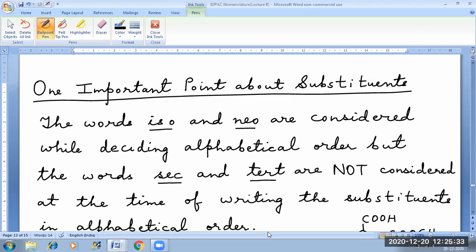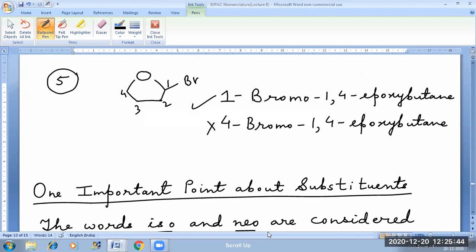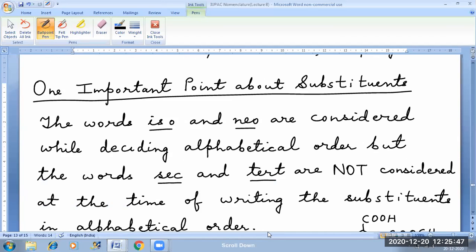Sir, okay, one important point about substituents. Keep in mind that the words iso and neo are considered in deciding alphabetical order. But the words sec and tert are not considered at the time of writing alphabetical order.